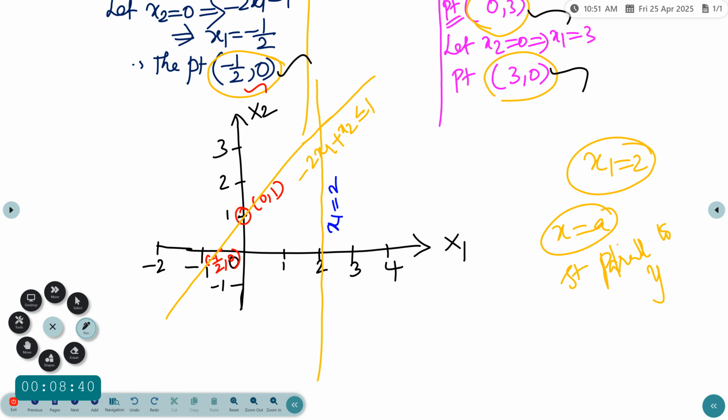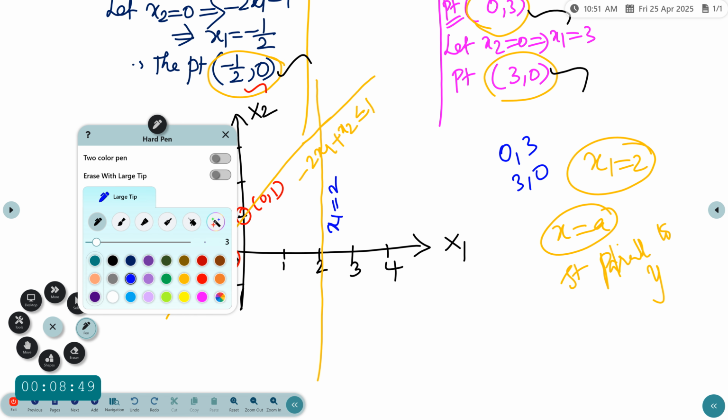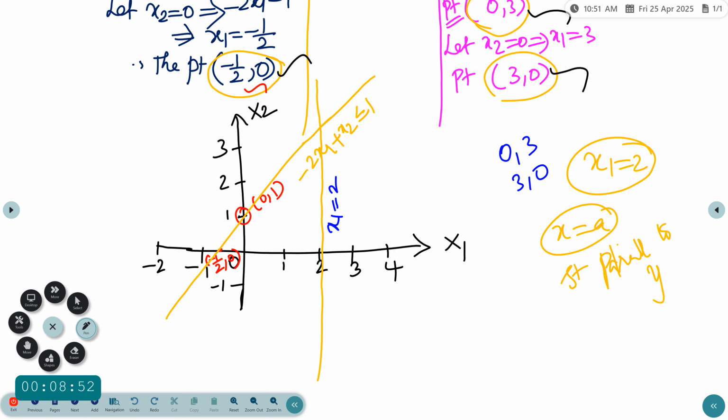And then try to draw the third line. Our third vertices are 0 comma 3 and 3 comma 0. Plot these points in the graph. 0 comma 3 is here, and 3 comma 0 is here. Then joining these two points, write this equation: x1 plus x2 equal to 3. In our given problem, all the constraints are less than or equal to constraints. So x1 less than or equal to 2, x1 plus x2 less than or equal to 3.